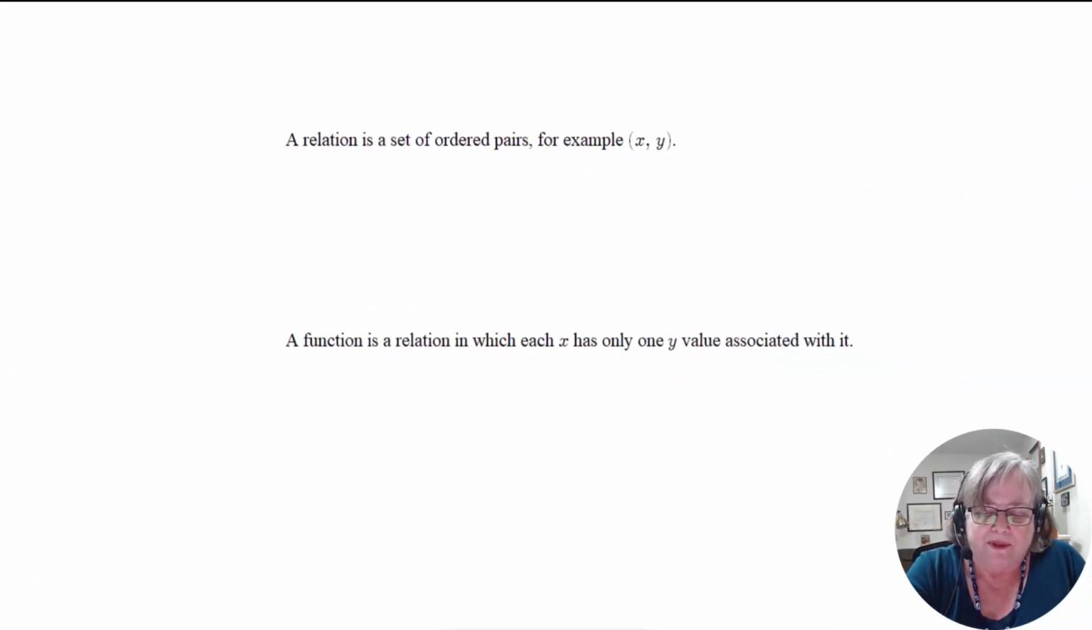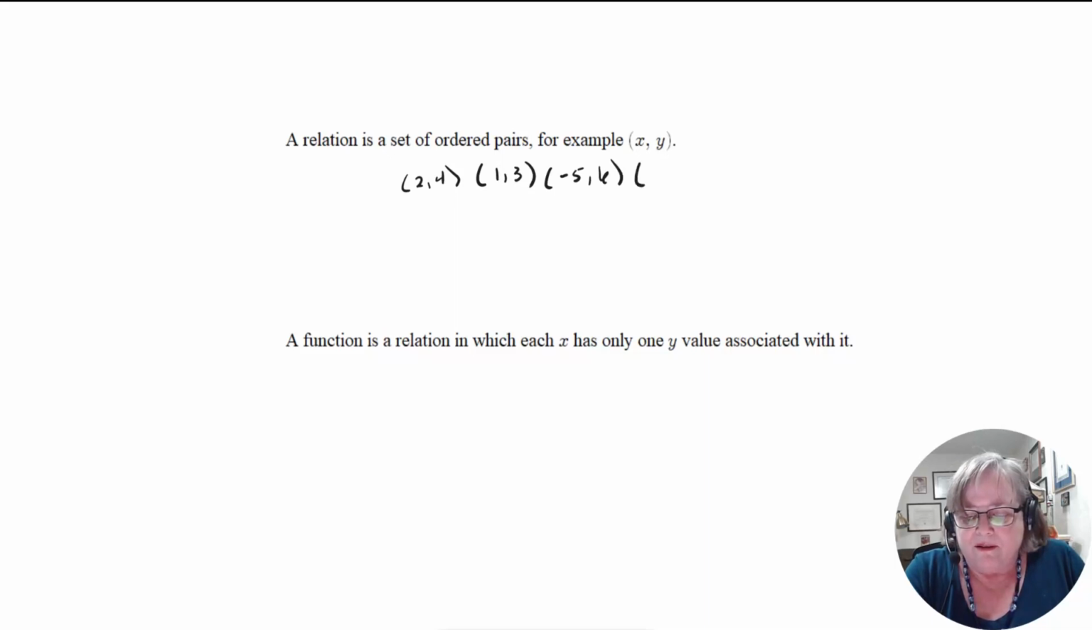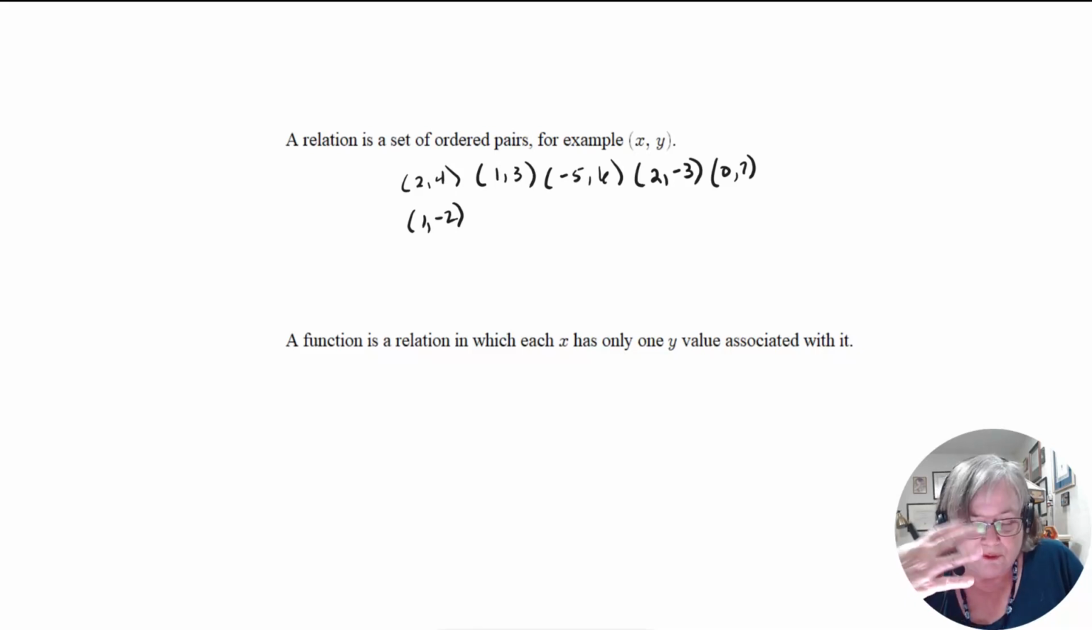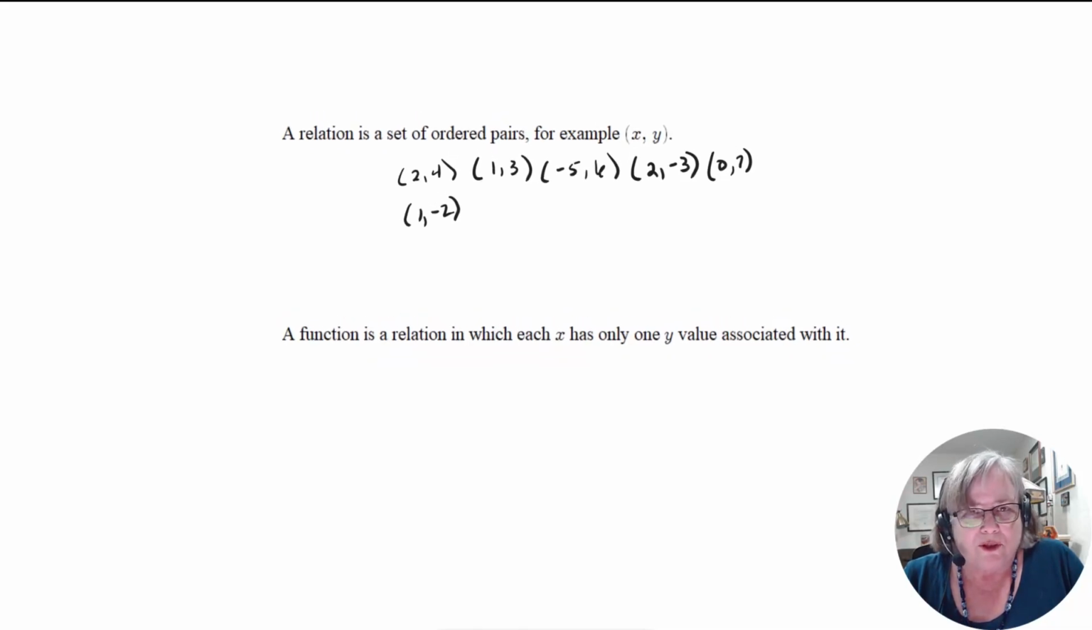So we could have just a random set of ordered pairs like (2, 4). You could have (1, 3), (-5, 6), (2, -3). Oh, I don't know, (0, 7), (1, -2). Now that's just a random assortment of ordered pairs. And they're a relation. There's some sort of a relationship between the x and the y. We don't know what it is, okay, but there is some hinted at or covered up or not directly said to you what the relationship is.